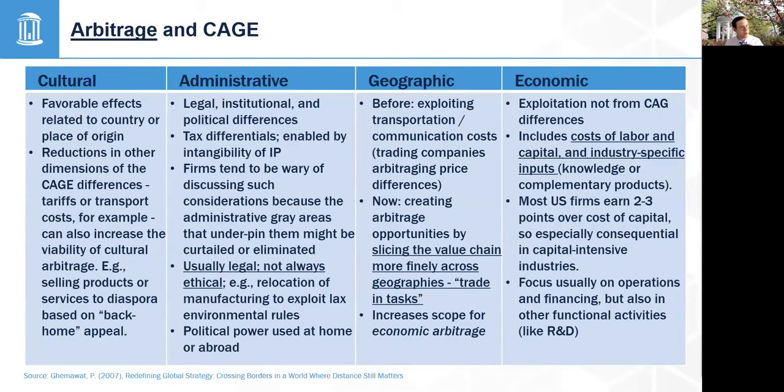In terms of arbitrage in the CAGE framework, again, you're taking advantage of differences across these dimensions. I'm not going to go through all of these, but you might take advantage of administrative differences or economic differences to produce at a lower cost. You might rely on something like cultural arbitrage to produce somewhere where the willingness to pay will be higher for your product. Anyway, you're taking advantage of those differences.